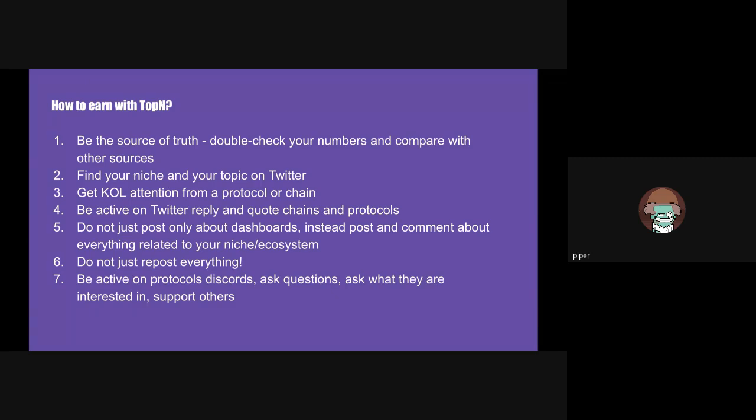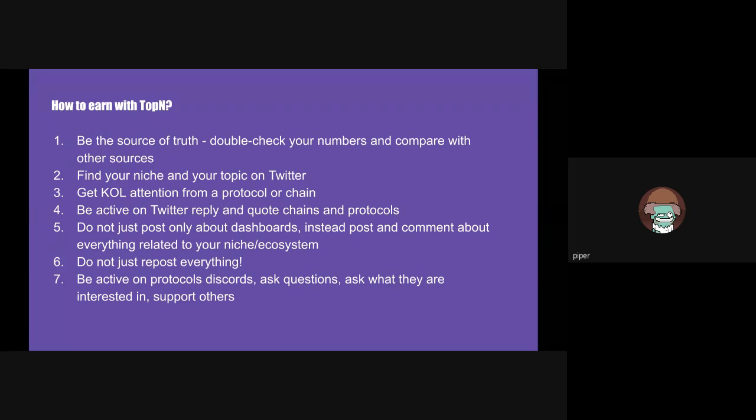So please do some due diligence before you publish it, because you want to publish the right numbers and be the source of truth. Because if people see that your numbers are always wrong, they will never follow you, retweet you, or quote you. So you should have a very big interest in offering the correct numbers.